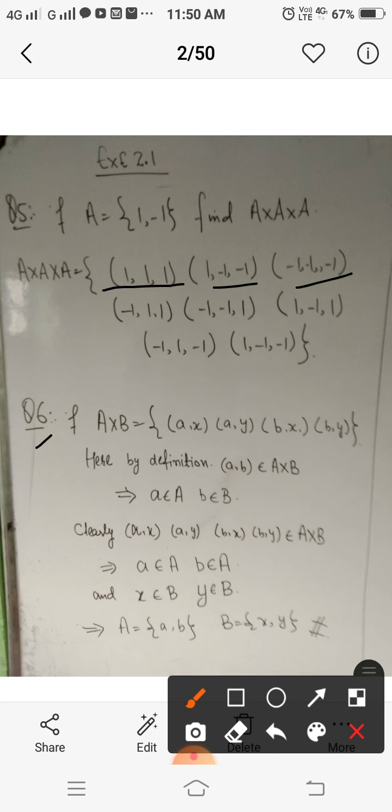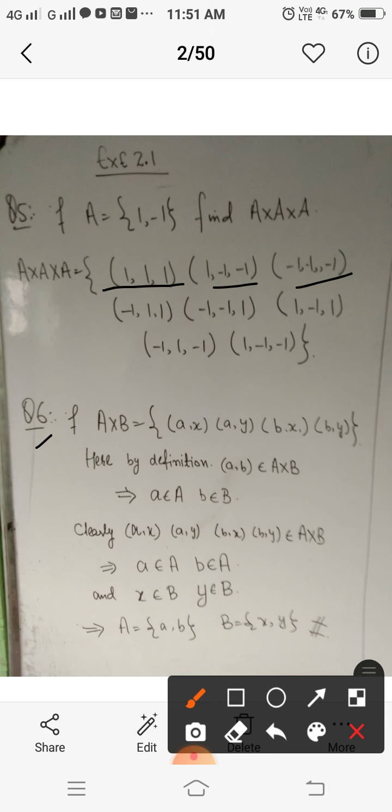Now the sixth one is, if A cross B equals {(a, x), (a, y), (b, x), (b, y)}. So this means that in the Cartesian product of these two sets A and B, we have 4 elements. So by definition, (a, x) belongs to A cross B, because clearly it shows that this set A cross B has (a, x) as an element.